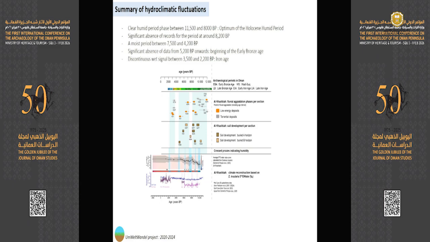8.2 is also an Irish event, so it's a global event of drier and also colder conditions in the Northern Hemisphere, and so it's really impressive to find it somehow with the absence of humid data in our record.